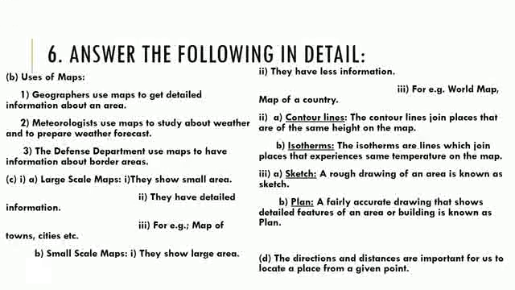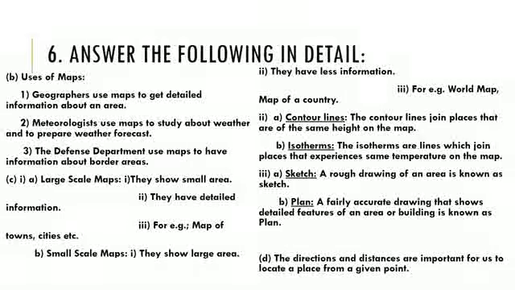Differentiate between the following: large scale maps and small scale maps. First of all, large scale maps show small area, they have detailed information, for example maps of towns, cities, etc. Small scale maps show large area, they have less information, for example world map and map of a country. Second part of C question, differentiate between contour lines and isotherms. The contour lines join places that are of same height on the map, and isotherms are lines which join places that experience same temperature on the map.